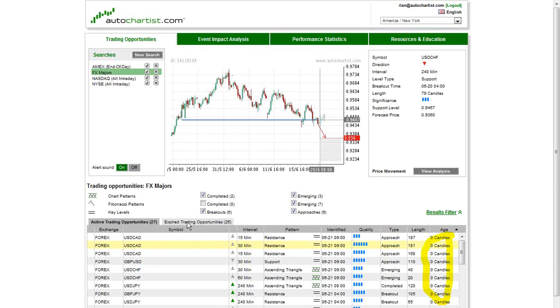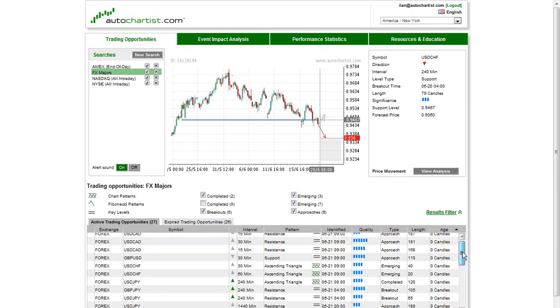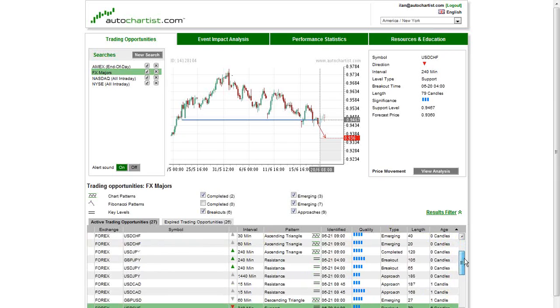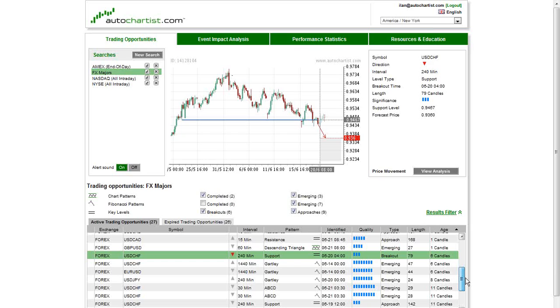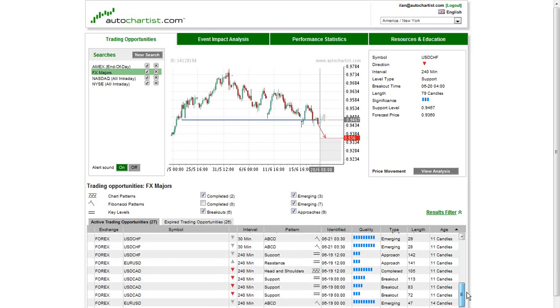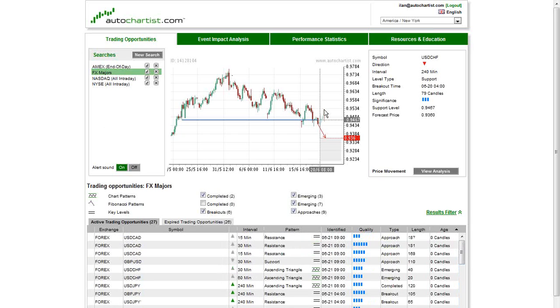Right? And as you scroll down in the application, you see the number of candles in the age increase, so you get some quite old opportunities. So now, let me describe some of the other types of opportunities that Autochartist identifies.